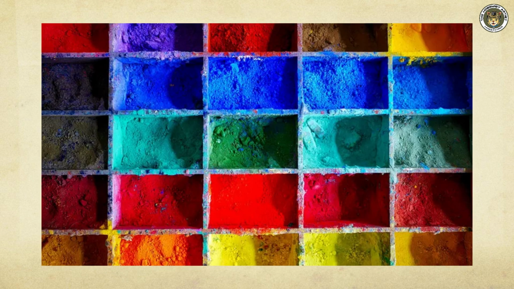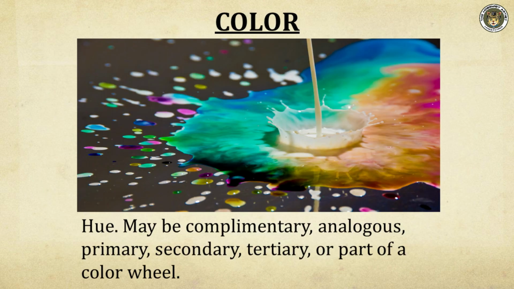Alright, next one. Ito yung mga pinaka-favorite ng mga artists. We have the colors. Colors may be hue, may be complementary, analogous, primary, secondary, tertiary, or part of a color wheel. The most important part of art, of course, ang color. Okay? Pag walang color, ano yan? Black and white. So, mukhang patay ang kulay, malungkot ang kulay. Kaya, color is very important. Kaya, life is beautiful pag may color sa paligid.